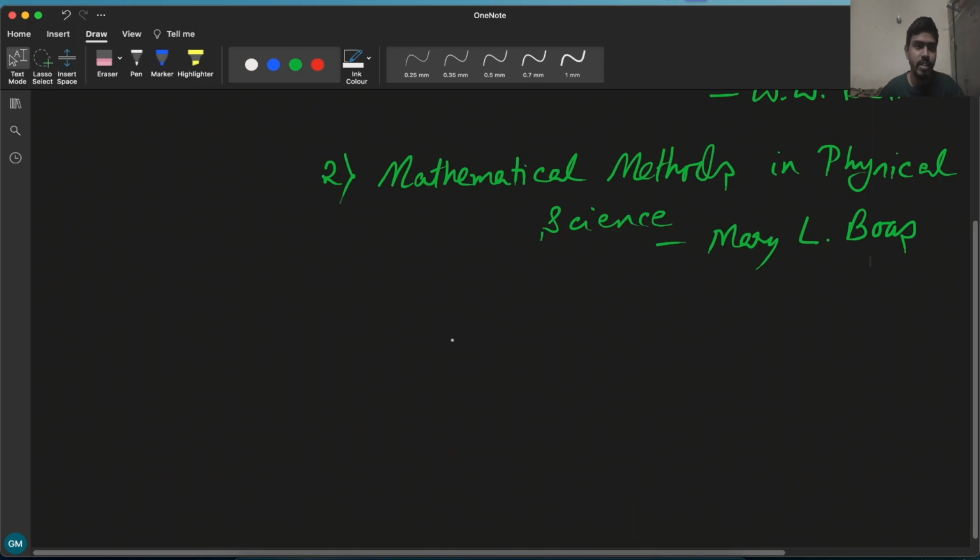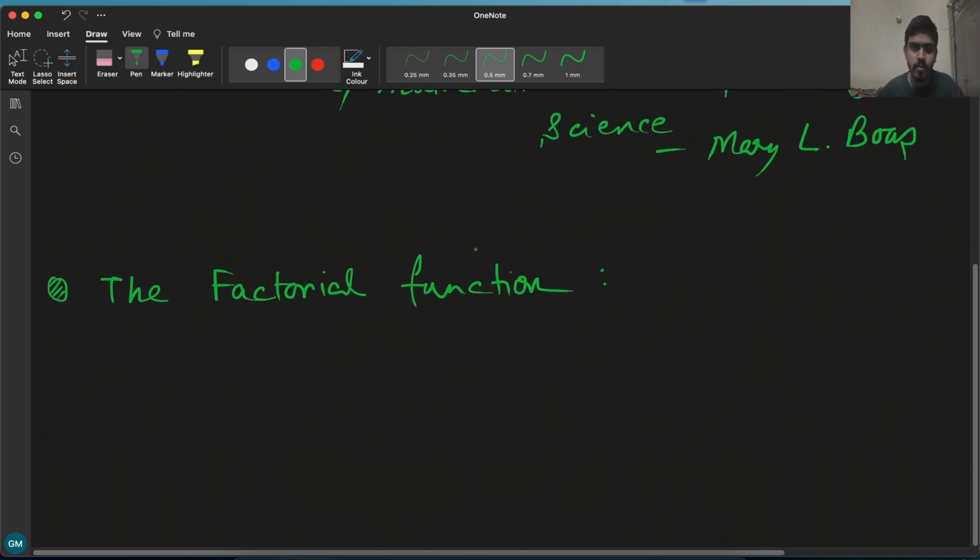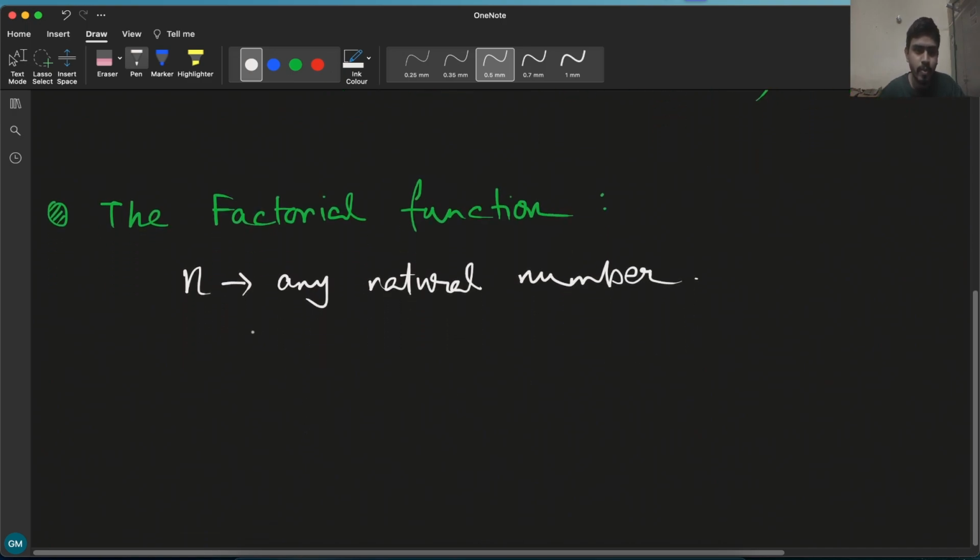So let me start with something we already know, that is factorials. The factorial function. So let's assume n is any natural number. That means n will take values like 0, 1, 2, 3, 4, and so on.